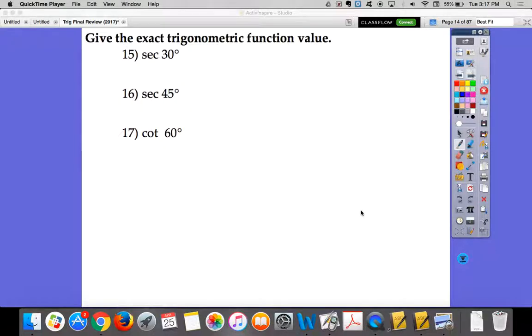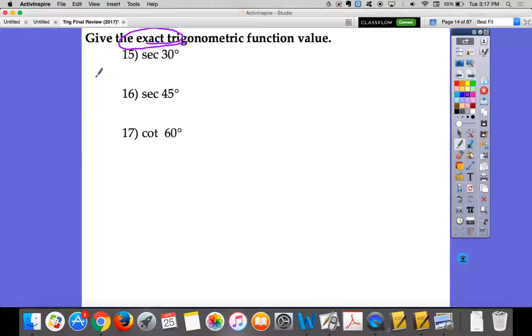We're going to pick up our review with number 15. It says find the exact trig value of these functions. Now keep in mind, exact means please don't use your calculator and give a decimal. That means we need to draw pictures and use unit circles, or we need to use special right triangles.